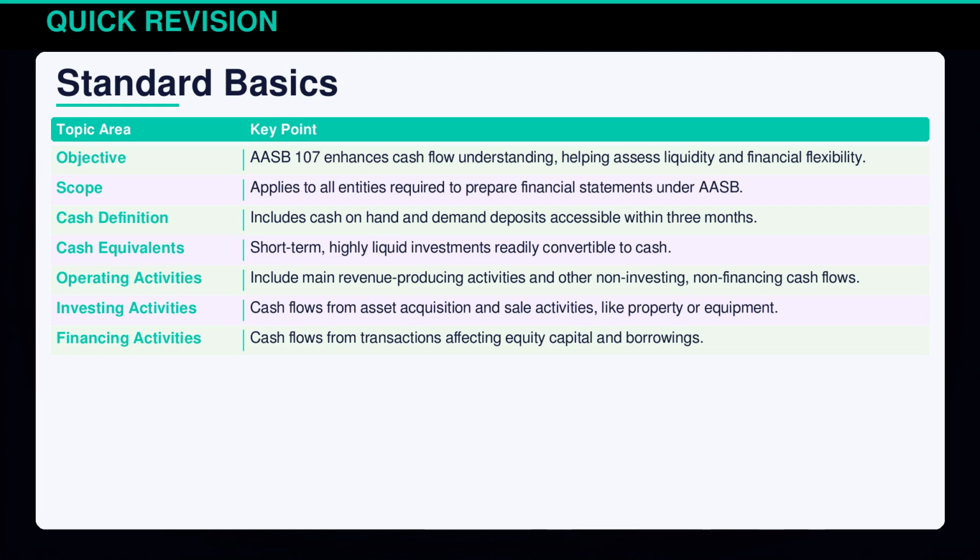Grasping AASB 107 starts with its aim: enhancing cash flow comprehension for better liquidity insight. Covering all entities preparing financials under AASB, it defines cash as readily available funds, including demand deposits. Distinguishing cash equivalents, it refers to short-term convertible investments. Operating activities cover revenue-centric cash flows, while investing involves asset deals. Financing addresses equity and borrowing transactions, completing the standard scope.